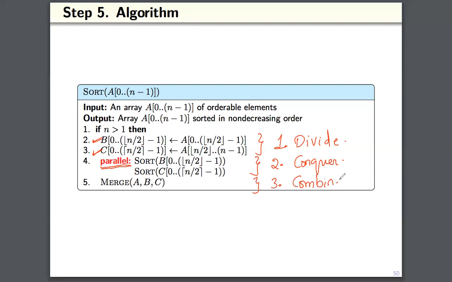Third, we want to combine. Okay, so after this conquer step, we assume that the B array is already sorted. After this call, sort of C, we assume that C is sorted. Now what do we do? Merge A, B, C. That means we take the B array, we take the C array and merge them into the A array. Take the sorted B array, sorted C array, and merge them as shown in the diagram, right? We get the sorted A array. So at the end of this call, the original A array will be sorted.